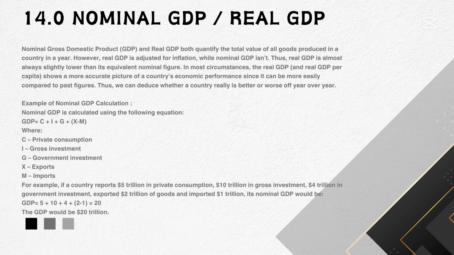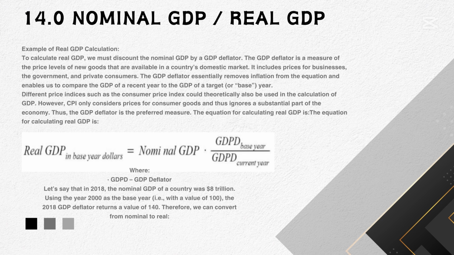Example of real GDP calculation. To calculate real GDP, we adjust the nominal GDP using the GDP deflator, which is a measure of price level. For instance, if a country's nominal GDP in 2018 is $8 trillion and the GDP deflator is 140 with a base year deflator of 100, then real GDP is equal to $8 trillion divided by 140 times 100, which is about $5.7 trillion.